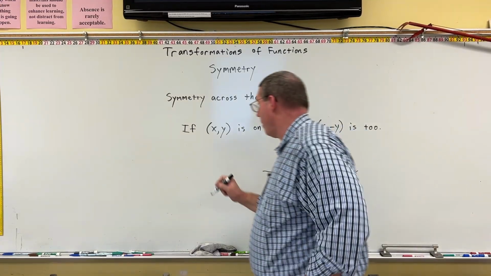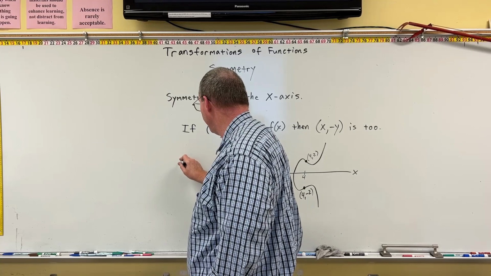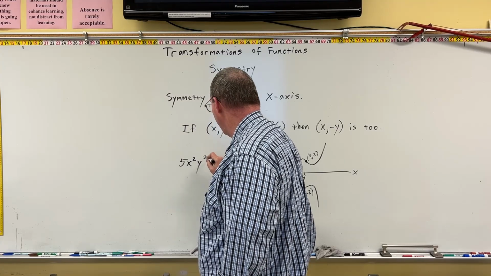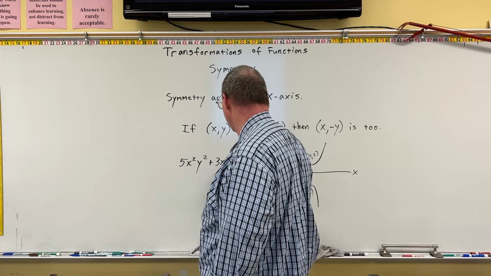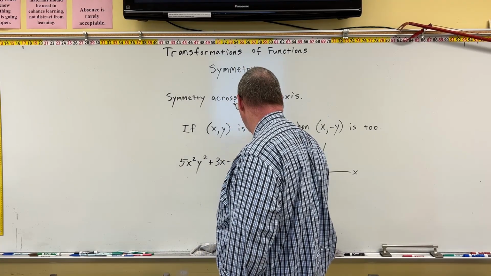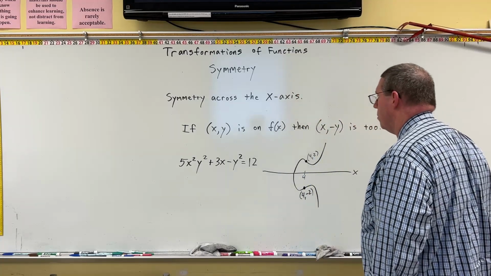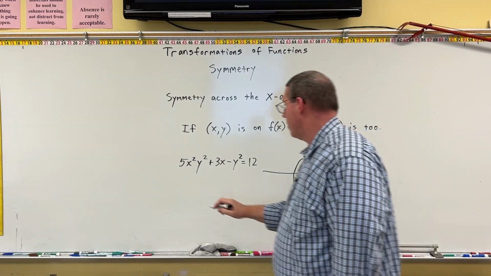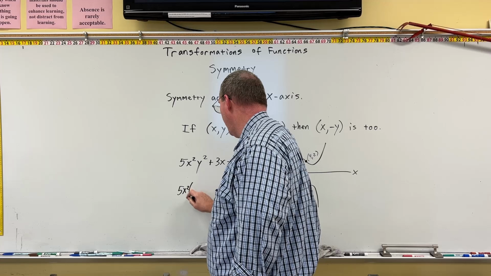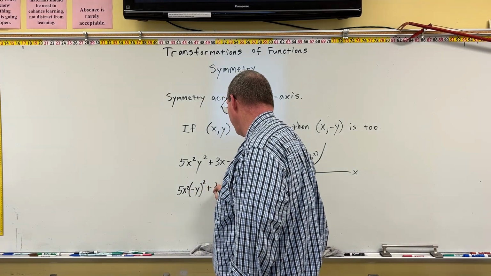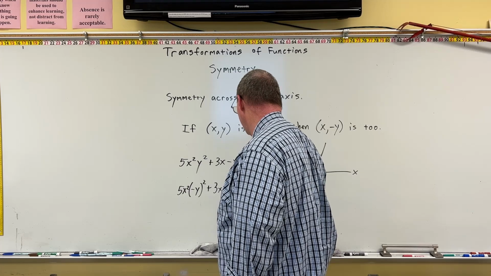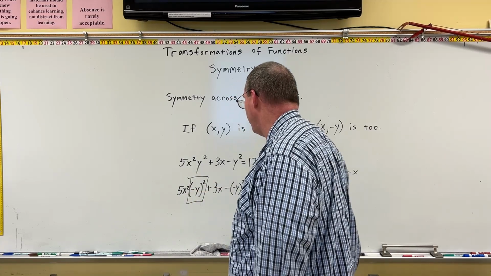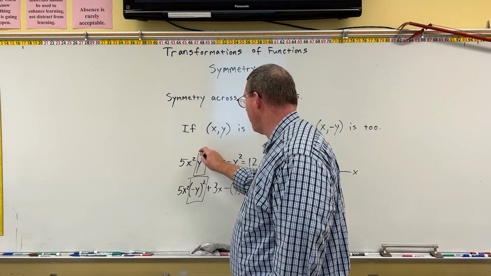And so this would be an example you could see. You might see something like 5x squared y squared plus 3x minus y squared is equal to 12. What we're going to do this time is take the y values and replace them with -y. And so we'll wind up with 5x squared times -y squared plus 3x minus -y squared equals 12. And the question we ask here is, this piece that we changed, -y squared, is it the same as y squared?